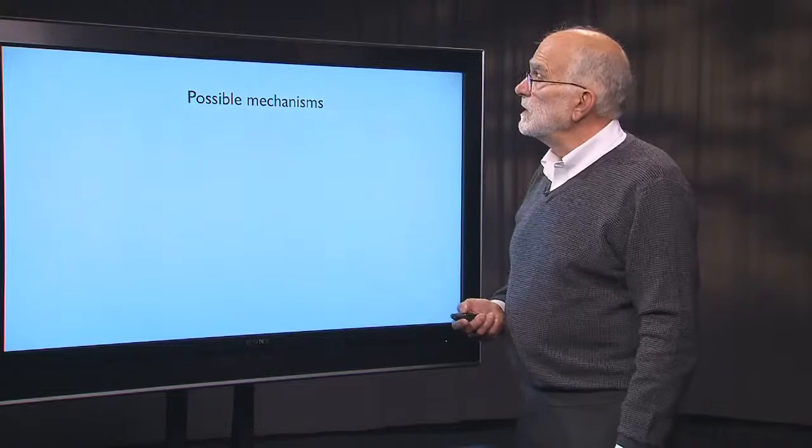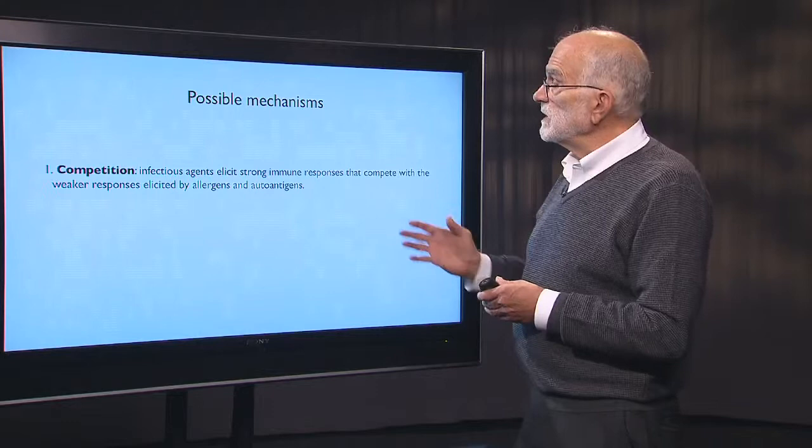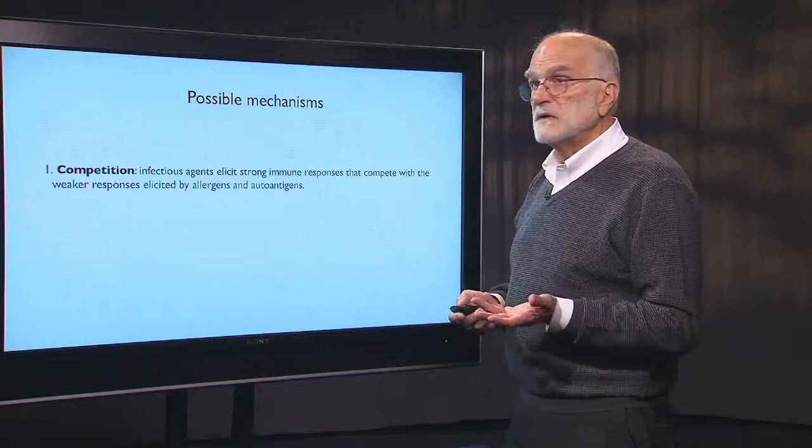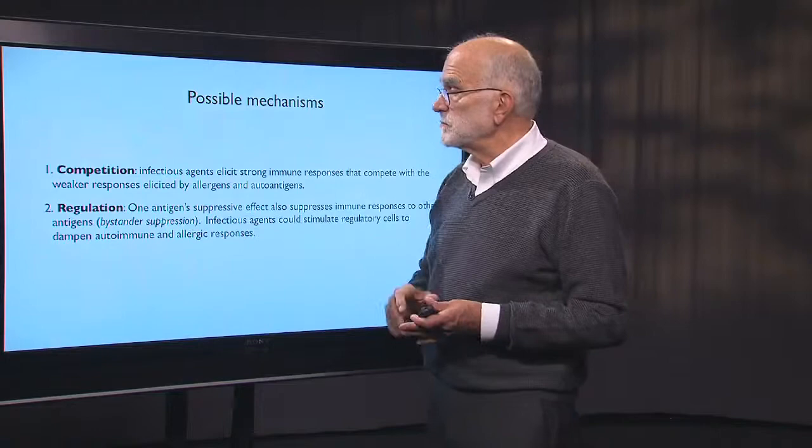So what are some of the mechanisms that might mediate this sort of thing? Well, it could be competition. It could be that the infectious agents being picked up in the microbiome are eliciting strong immune responses that compete with weaker responses that are elicited by allergens. It could be regulation. So one antigen's suppressive effect could be suppressing immune responses to other antigens. This is called bystander suppression.